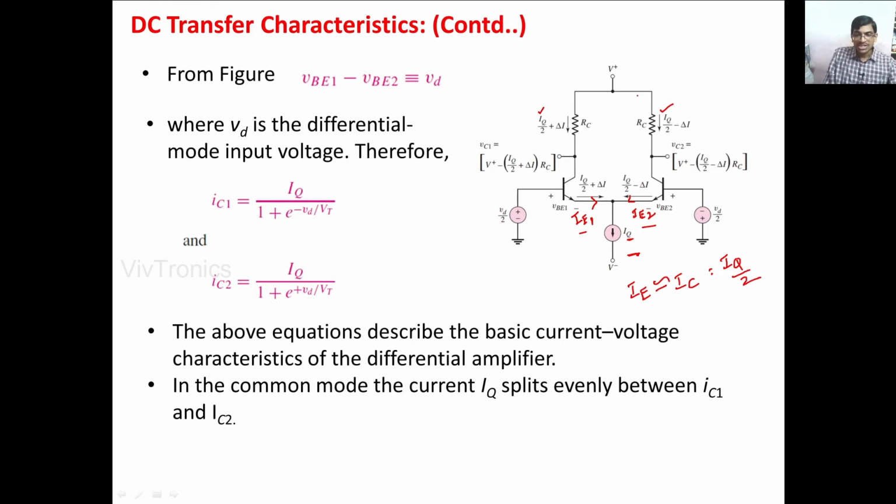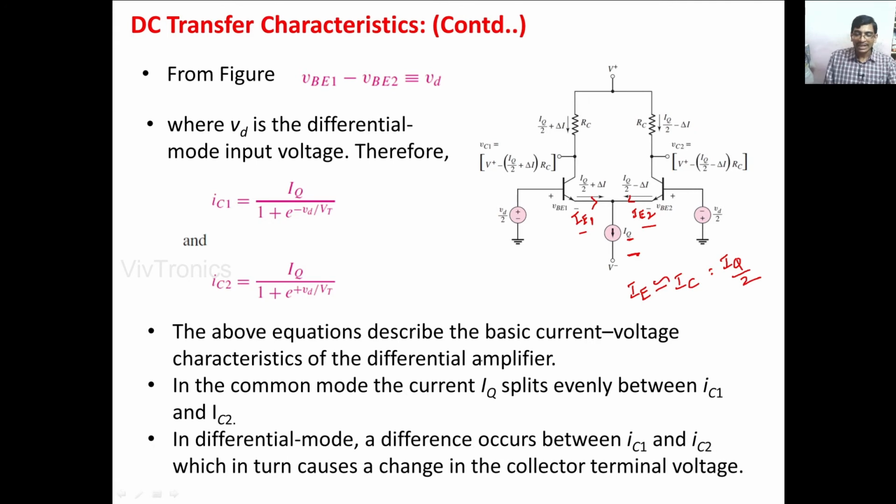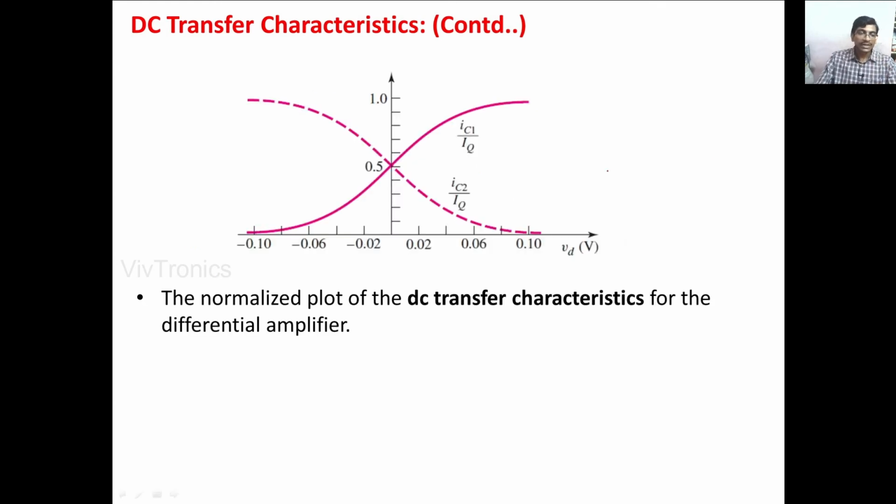In the differential mode, a difference occurs between IC1 and IC2, which in turn causes a change in the collector terminal voltage. In the differential mode, a difference occurs between the IC1 current and the IC2 current. Okay, that change is represented as delta I, the change in the collector current. Therefore, due to the change in the collector current, there is a voltage difference between the two collector terminals. Okay, that will develop some voltage, that is nothing but our differential mode output voltage.